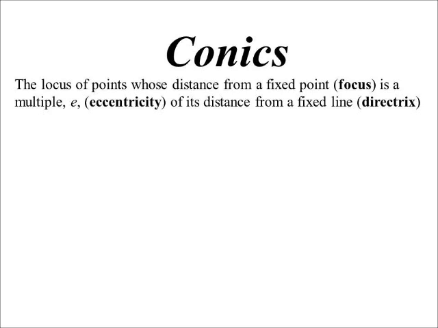The locus, however you say that word, of points whose distance from a fixed point, which we call the focus, is a multiple, which we call eccentricity and label e, of its distance from a fixed line, the directrix. Now, that's very similar to our definition of a parabola, if you remember. The difference is I've got a multiple of its distance, whereas in a parabola, you'll hopefully remember it was equal to. So in other words, the eccentricity of a parabola is 1. So it'll be the same as its distance to the fixed line.